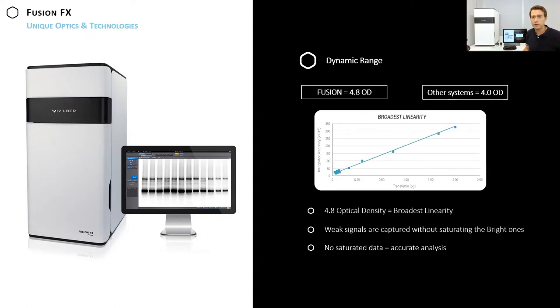Another criterion is the dynamic range. The Fusion FX camera has a dynamic range of 4.8 orders of magnitude, meaning that the very faint signals can be detected without saturating the strongest ones, ensuring a broad linearity with the capacity to quantify with confidence each and every signal within the image dynamics. This is another strong specification of the Fusion camera with 4.8 optical density, where other systems are usually around 4.0 optical density, which means it is less linear and you will have more difficulty detecting the fainter bands without saturating the brightest ones.